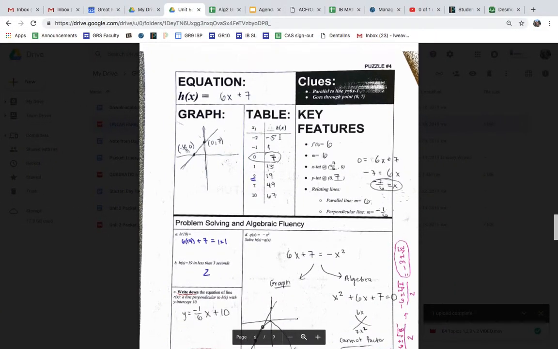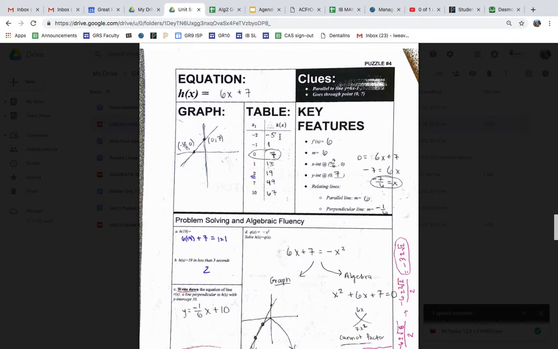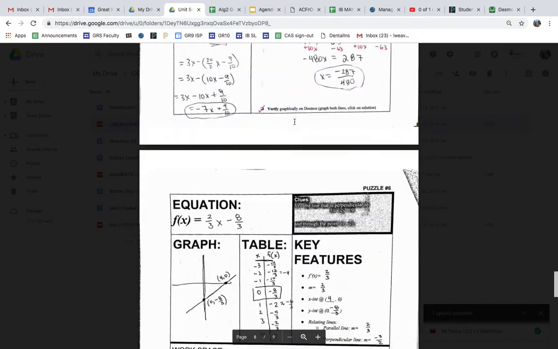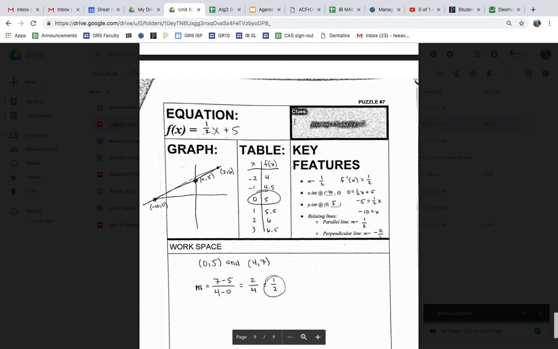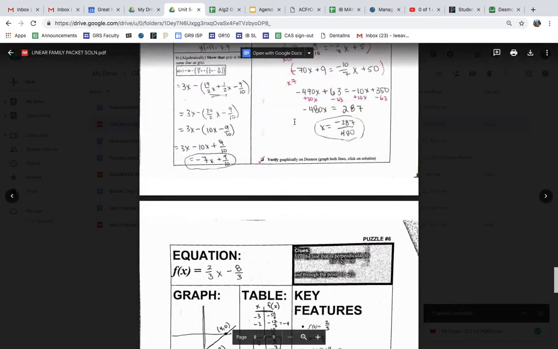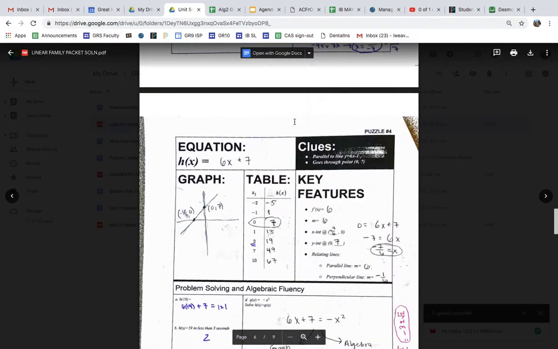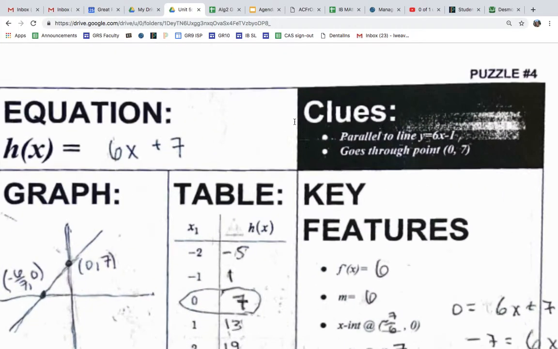Hi everyone, in this video I would like to give you some hints and direction on puzzles 4 through 7 on your linear packet, your linear family. And so let's look at puzzle number 4.